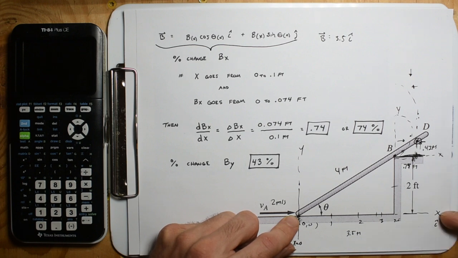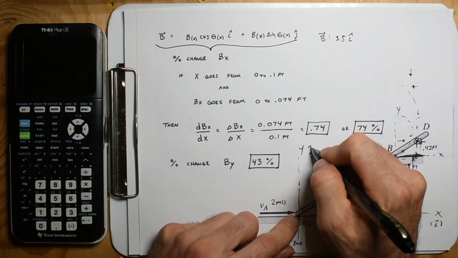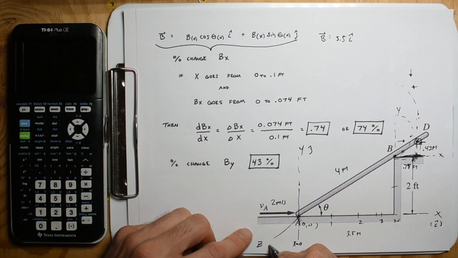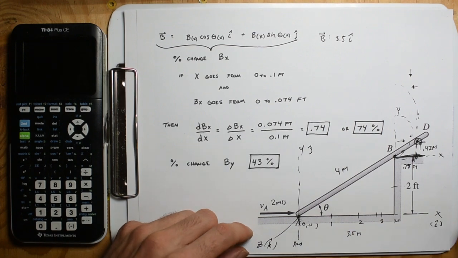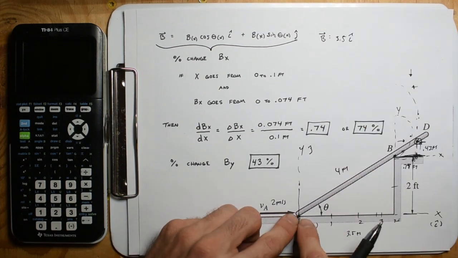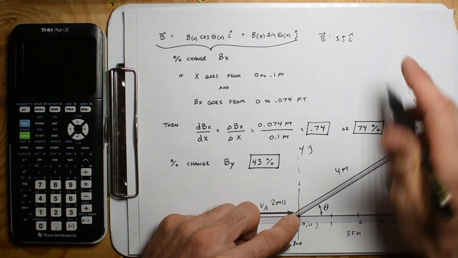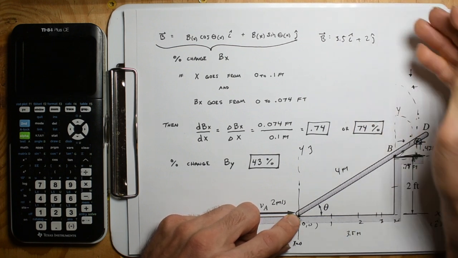Now the x direction is the i hat, the y direction is the j hat. The z direction out of the page is the k hat. Alright, so I'm going to have a position vector. I'm going to go this way, 3.5, and then up 2. So we're going to go up 2.